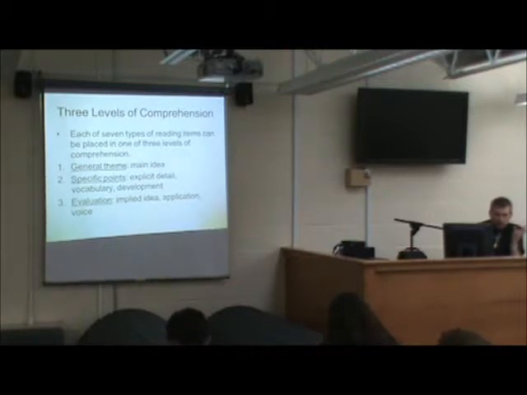So I've taken all 7 of those and tried to lump them together into 3 categories for you. Each of the 7 types of reading items or questions can be placed in one of 3 levels of comprehension. 1, general theme, meaning what's the main idea of this entire reading passage about? 2, specific points, and I'll group into that the explicit detail, the vocabulary, the development stuff. And again, good to recognize that because for all of those, the answer is right there in front of you. If you just look at the second paragraph or if you just look at line 37 or whatever it is, the answer is right there in front of you.